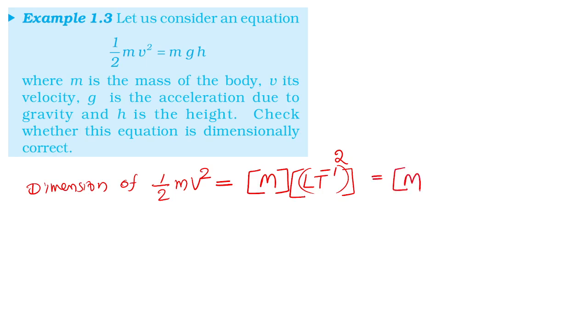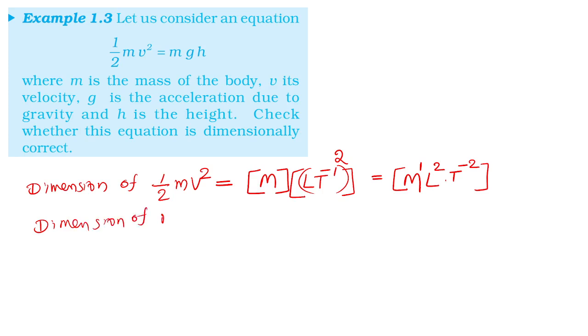So M into, squaring each term, L square into T raised to minus 1 all square. In that case, multiply the powers. T raised to minus 1 all square will be T raised to minus 2. You may write 1, M and M raised to 1 are both the same. Next is the right hand side.